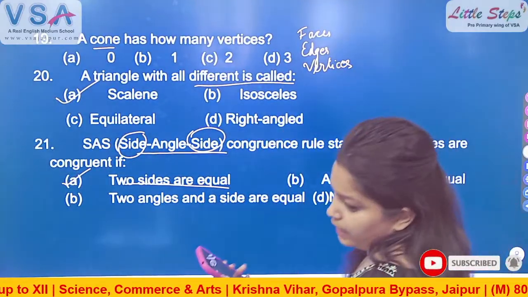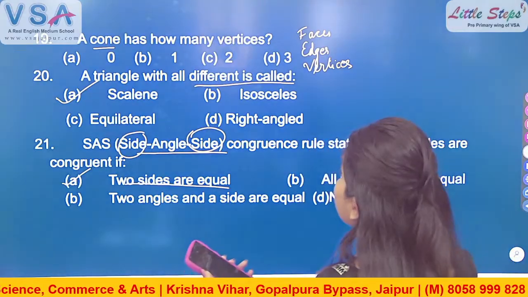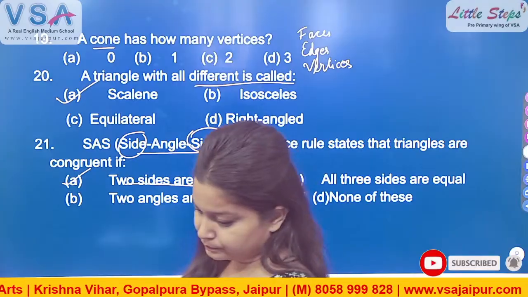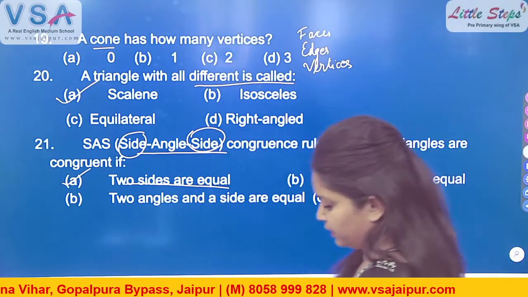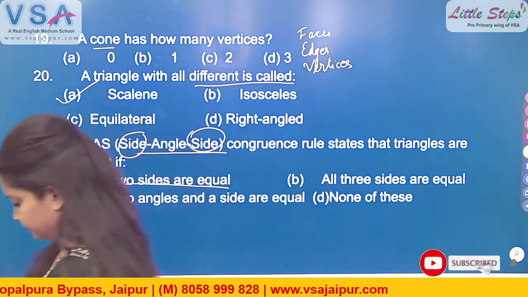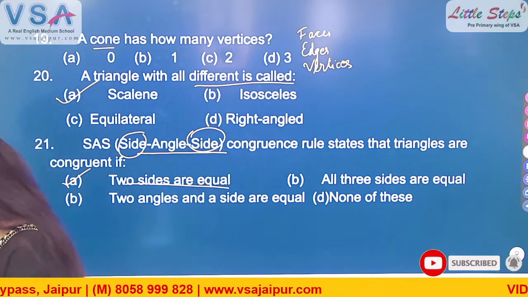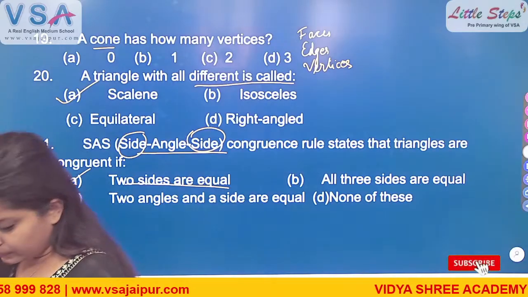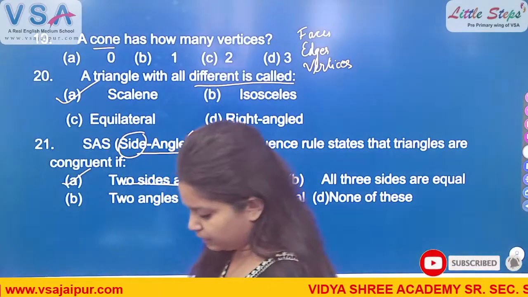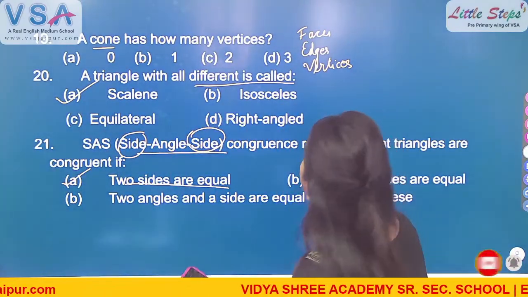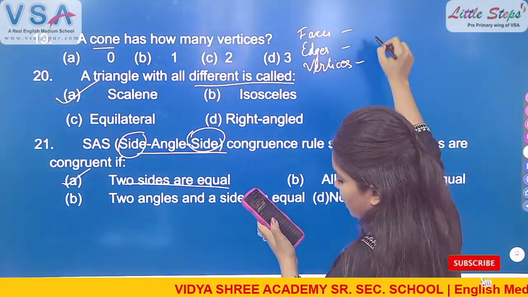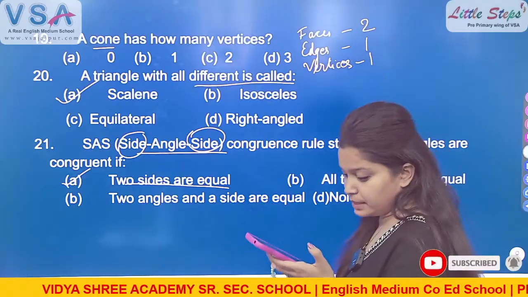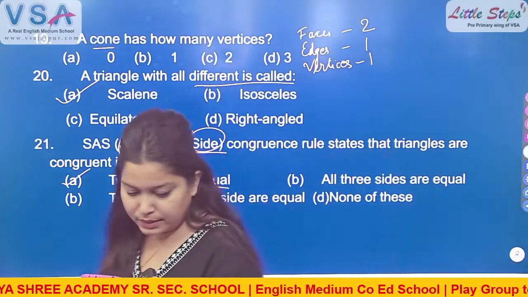Yes. What are you writing? 100. 100 of what? Which answer are you writing as 100? Faces, edges, vertices. Let me check. Yes. Who is saying this? Data. Yep, this is also correct. Yes, you are saying faces, edges, vertices, how many? 100. No. 2, 1, 1. Who is asking this?